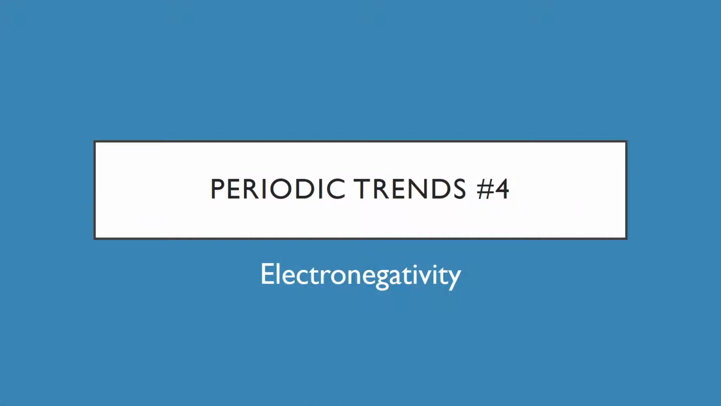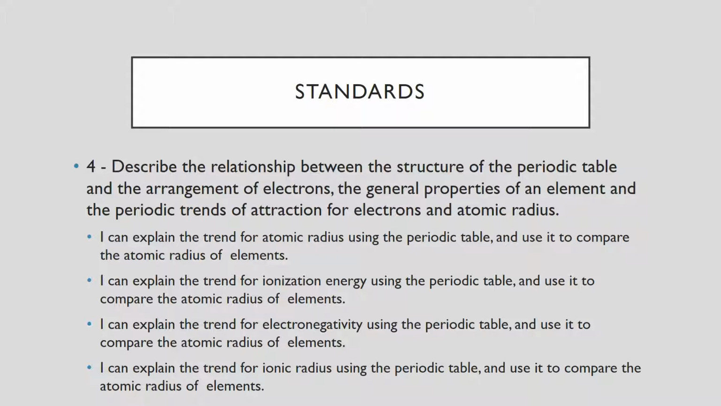All right, we are finally to the last of our 4 periodic trends, electronegativity. This is a concept that we're introducing here and we will come back to multiple times, particularly in our unit on ions. So again, here's our standard. We're now hitting the last one, which is, I can explain the trend for electronegativity on the periodic table.